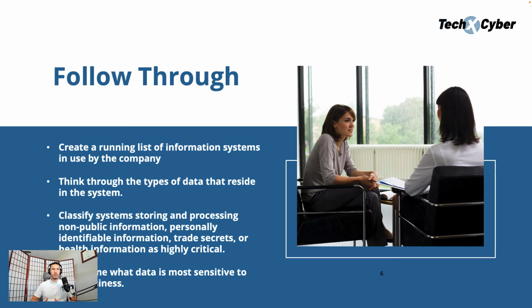So we talk about due diligence and we talk about due care, and there should be some themes that you're seeing here, these words that I'm repeating that keep coming up. So this is your follow through when it comes to data. So the first thing to do is to create a running list of information systems used by the company. Now, an information system can be a group as a whole, right? So let's say all of your endpoints that your employees are using, that could be considered a system.